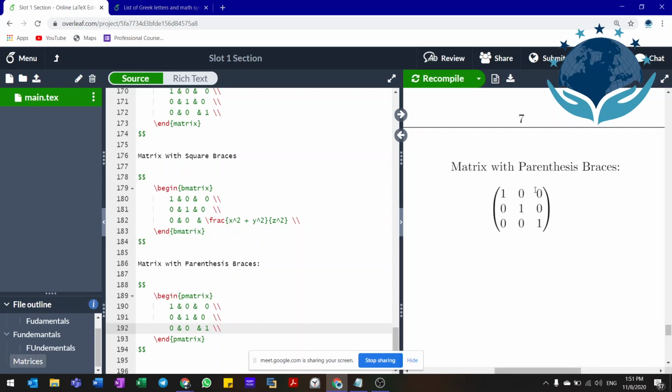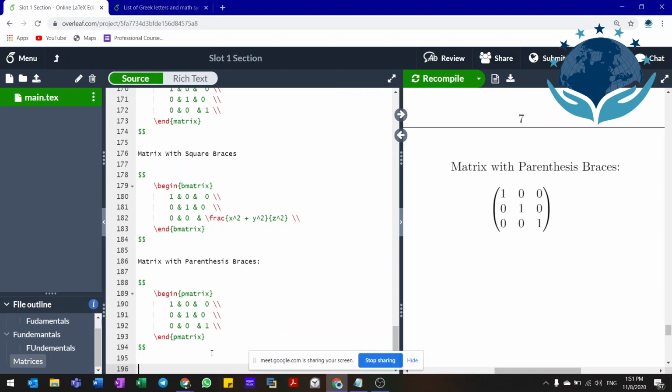it printed, so you can see that the parentheses have been inserted here. This is as simple as possible. For the square braces we have the B matrix keyword, and for the parentheses we have the P matrix keyword. And the next thing is the determinant. We are concerned about the determinant also.